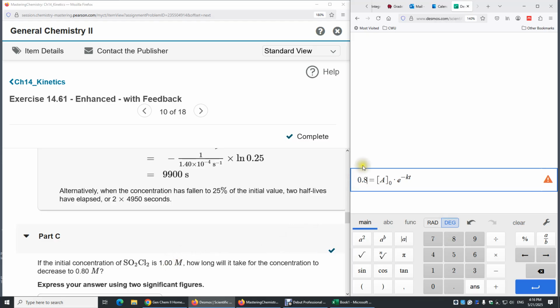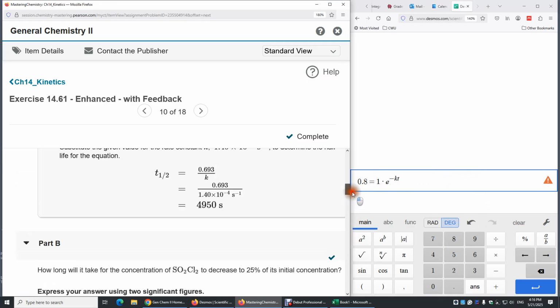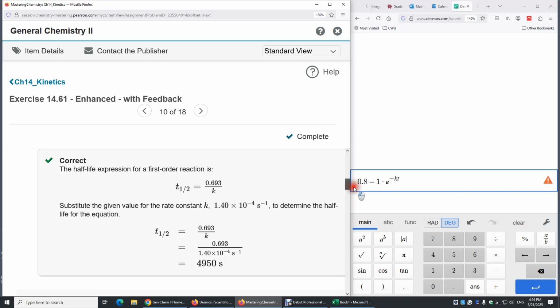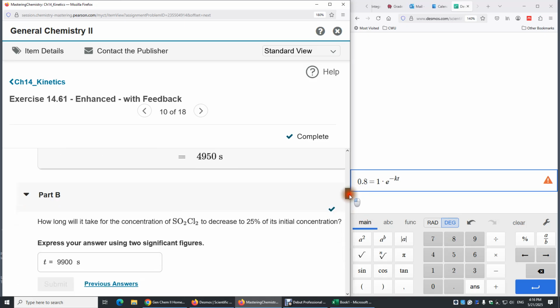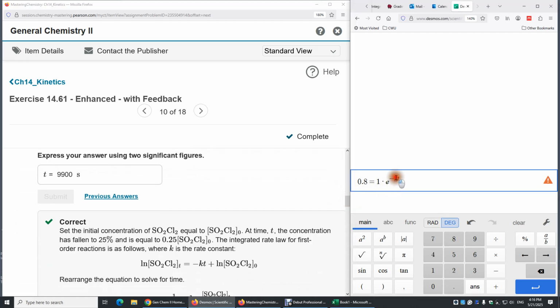We have 1.0 molar here as the initial. And then we just need to solve this. Do we have the value of K? It's here. K is 1.4 times 10 to the power of -4. So we do have the value of K.